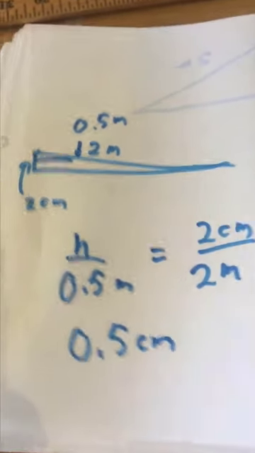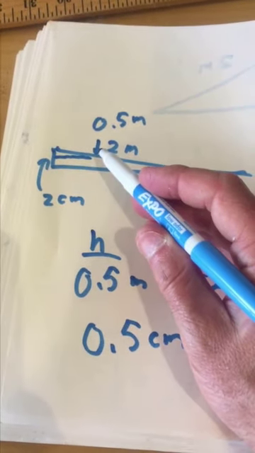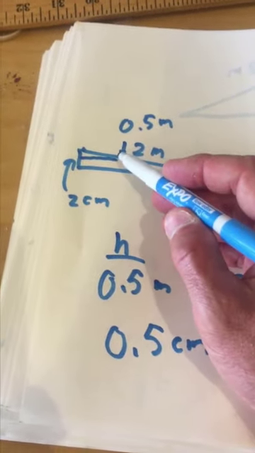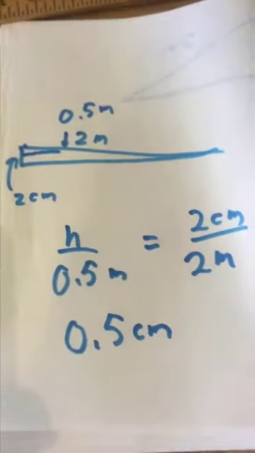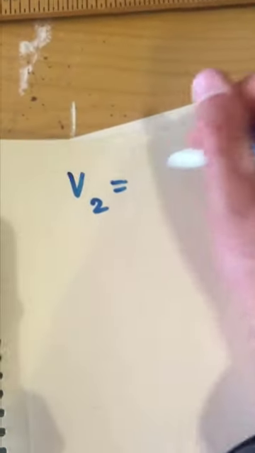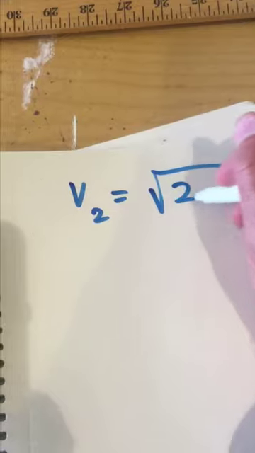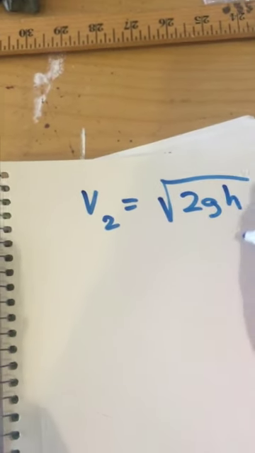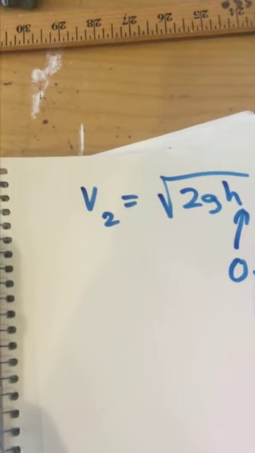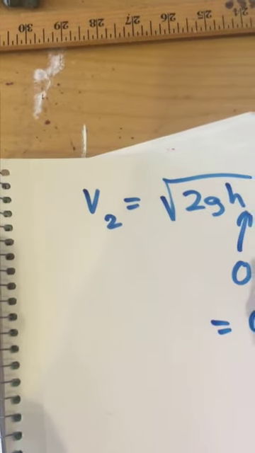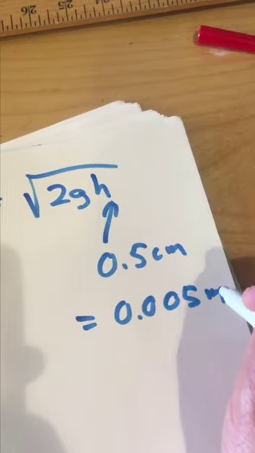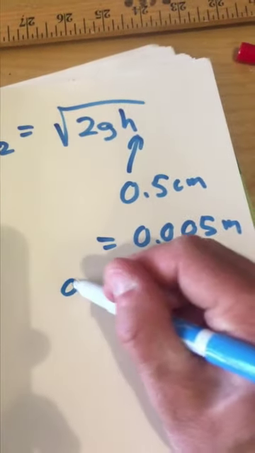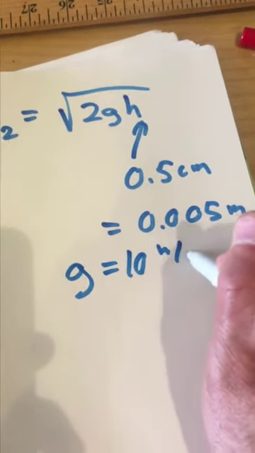So what would the velocity of the cart be if it dropped to here? Let's use the equation of conservation of energy, the one I just gave you a moment ago. That equation, if you remember, is V2 is equal to the square root of 2g times h. Well, it drops a half centimeter here, which is equal to 0.005 meters. So let's plug that in, and let's just say g is equal to 10 meters per second squared for now.